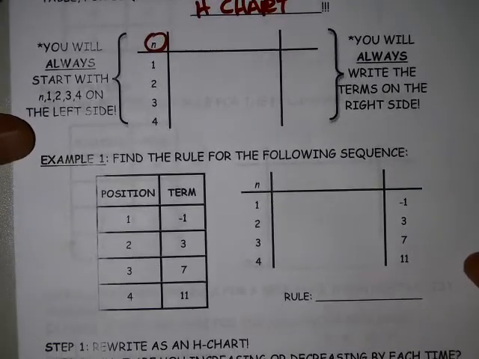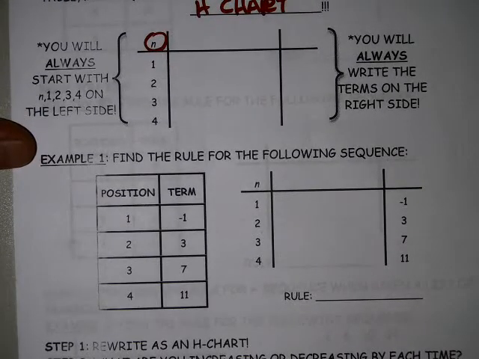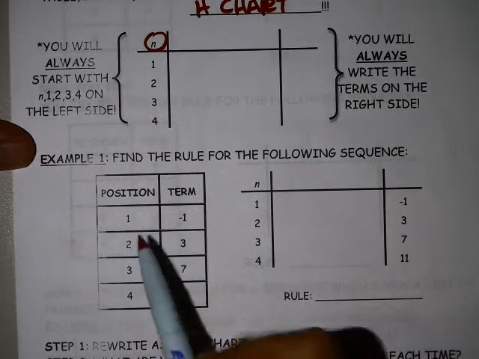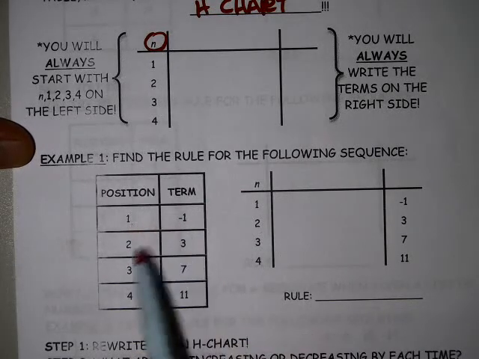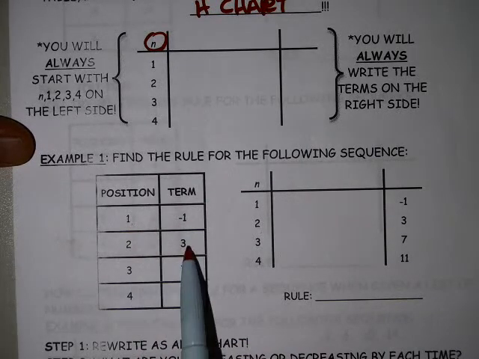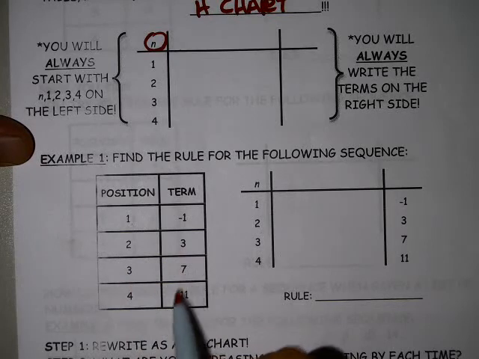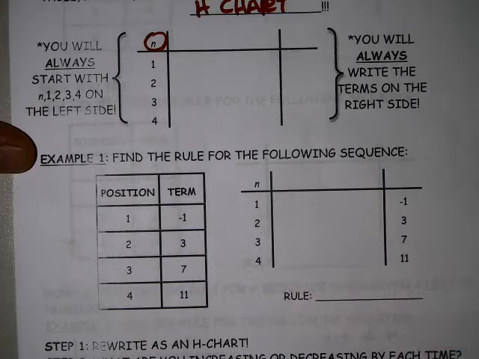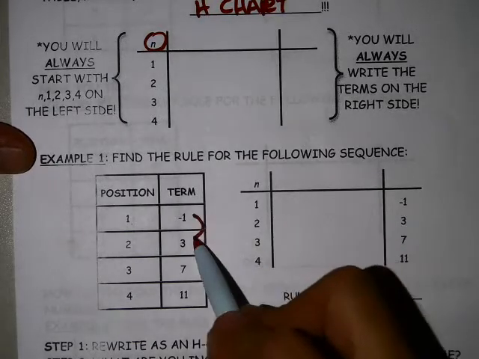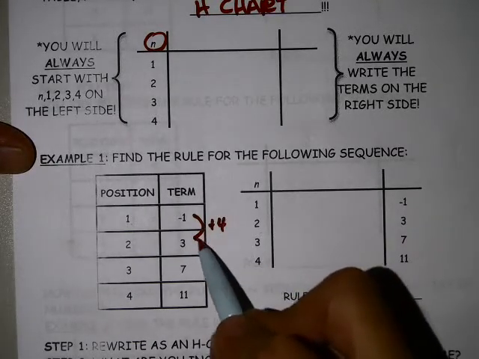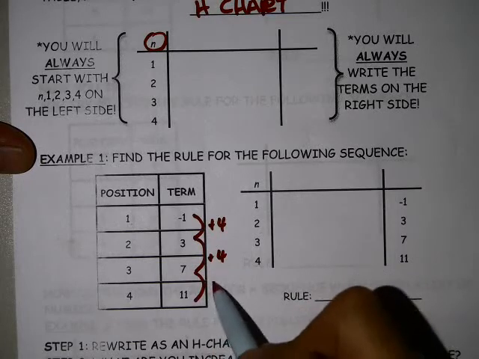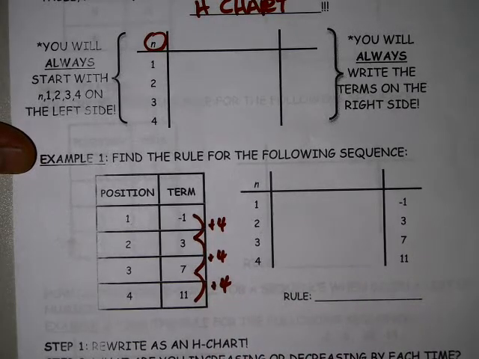It says find the rule for the following sequence. Well, the first number is -1, the second number is 3, the third number is 7, the fourth number is 11. Now you should be able to see that this is going up by 4 every time. +4, +4, +4. And a big mistake that a lot of people make is the first thing they want to write down is +4, but that's not how it's done.